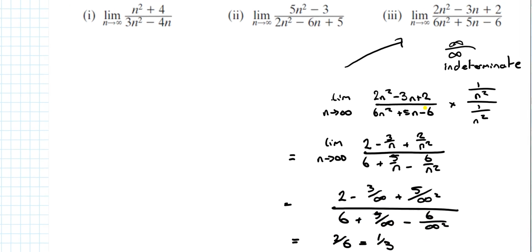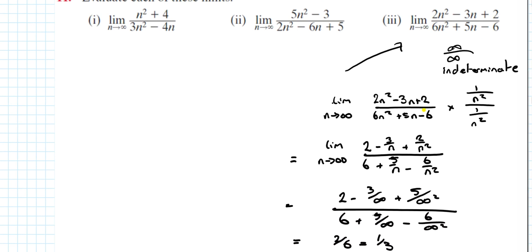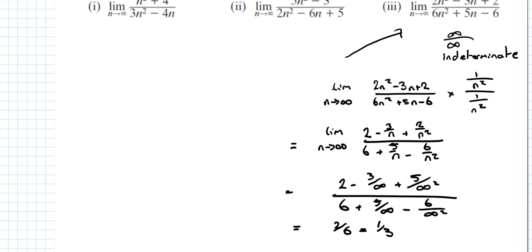So again, sometimes you can do it with factorizing. I think here, you're not able to factorize it. So again, you'd be multiplying by 1 over n squared, top and bottom.